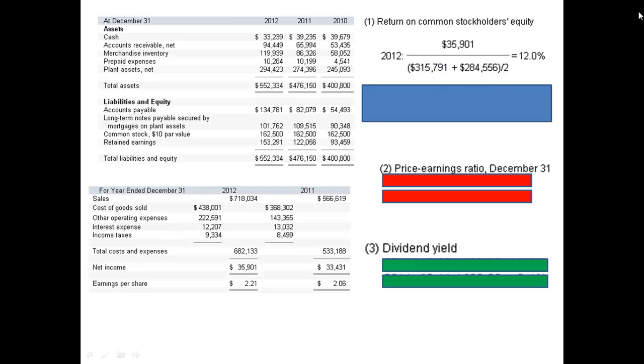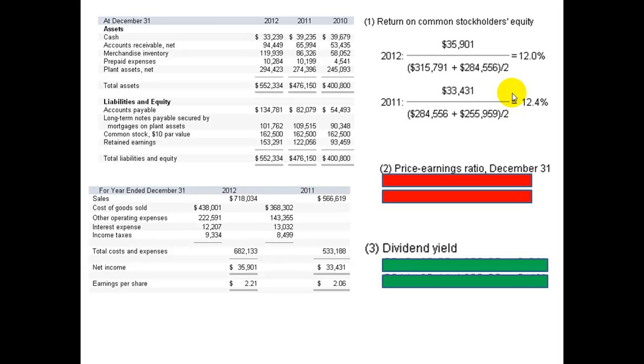We're going to add to that the ending 2011 common stockholders' equity, which would be the 162.5 and the 122,066, which gives us a total of 284,556. That's also considered the beginning of 2012. So to get the average for 2012, add the two together and then divide by 2. Take that number and divide it into the net income for 2012 to get a return on common stockholders' equity of 12%. Let's see how that compares to 2011.